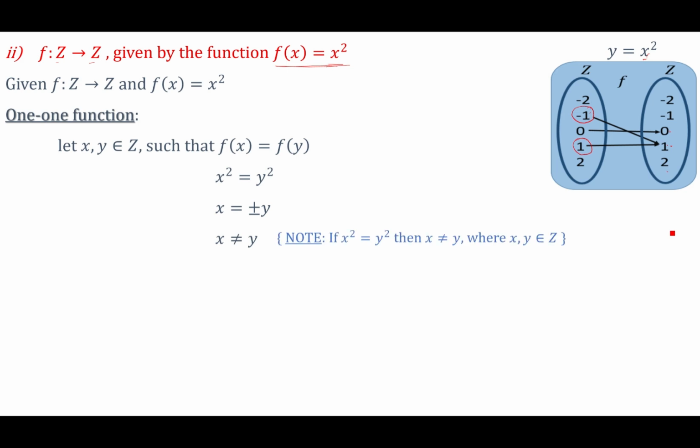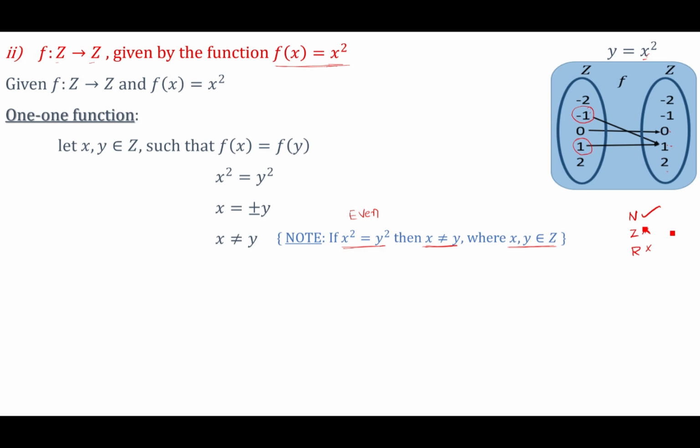Just try to remember this note, for even powers: if x squared is equal to y squared, then x is not equal to y where x and y belong to integers. If x and y belong to integers, then they are not equal. If x and y belong to natural numbers, they are equal. There are three things: 1 for natural numbers, 2 for integers, 3 for real numbers. For natural numbers, yes, it is equal. For integers not equal, real numbers not equal.